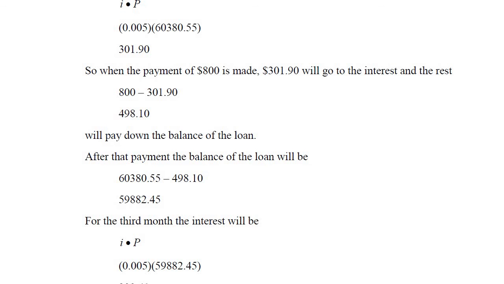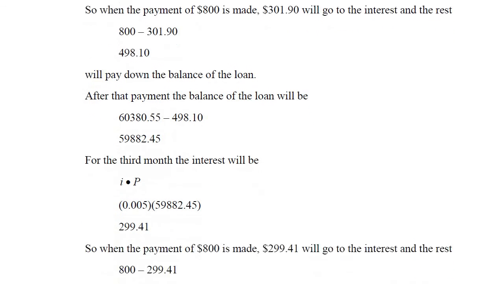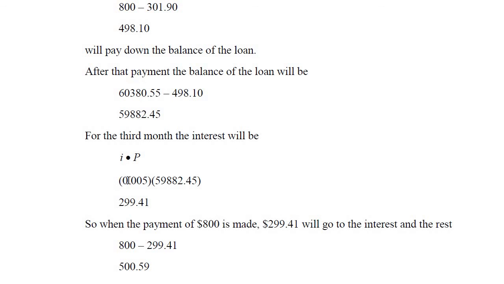We find out how much interest accumulates during that third month, so that's i times P, which is 0.005 times $59,882.45, and that gives us $299.41. So when that third payment is made of $800, $299.41 is going to go to the interest, and the rest of it, $500.59, goes to pay down the mortgage.